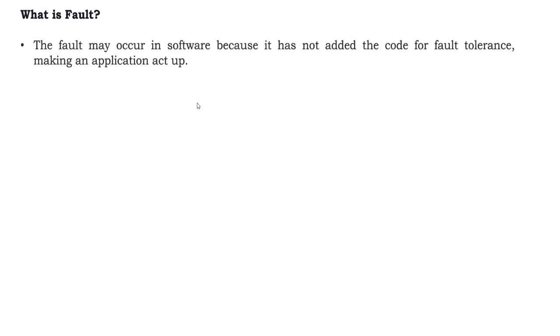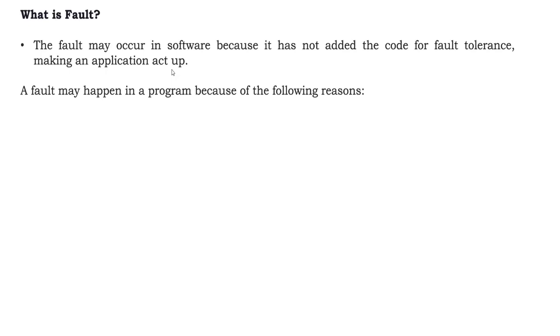Okay. So next, let's talk about fault. What is this fault then? We saw what is defect or bug. We saw what is error. Now let's talk about a fault. A fault may occur in software because it has not added the code for fault tolerance, making an application act up. Sometimes all the logic, everything is written properly or not, all that needs to be reviewed.